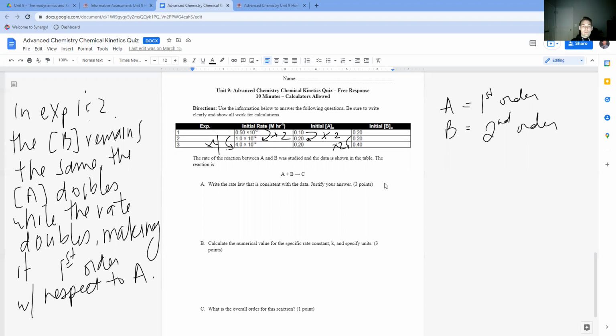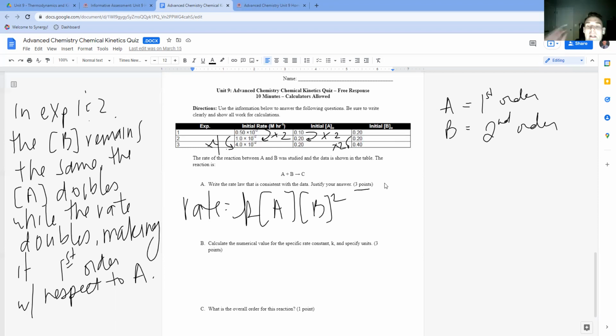You see here, question A is worth 3 points. 1 point for each explanation, 1 for my rate law, which will look like this. We said A was first order, B is second order, so I square it.